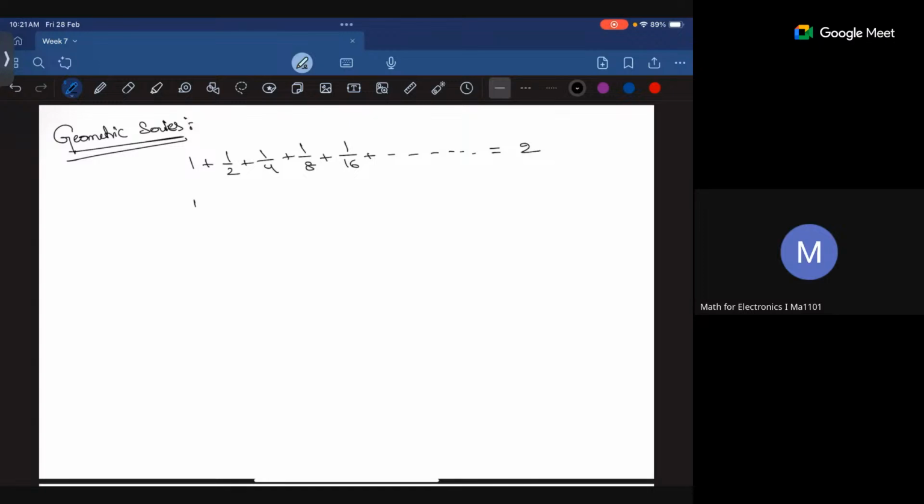And in general, the geometric series is written like this. Right? So there will be a common ratio, which is r, right? And we are summing up. And this summation is equal to, what is it? Anybody?